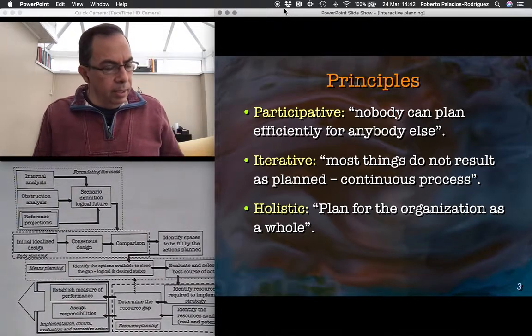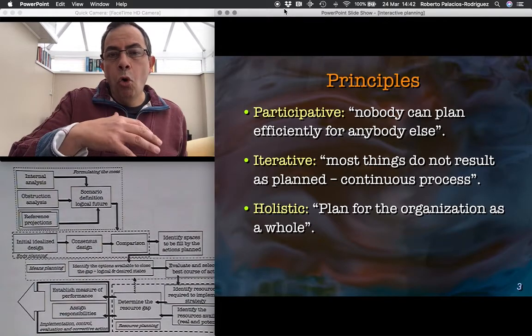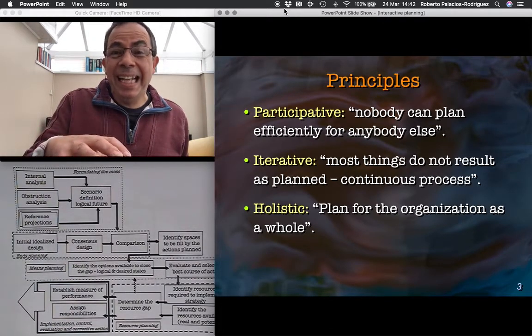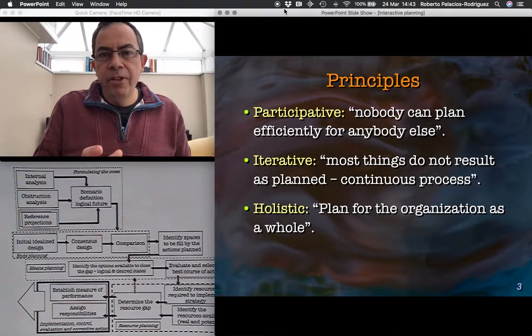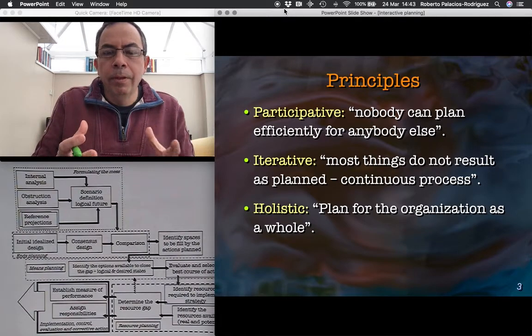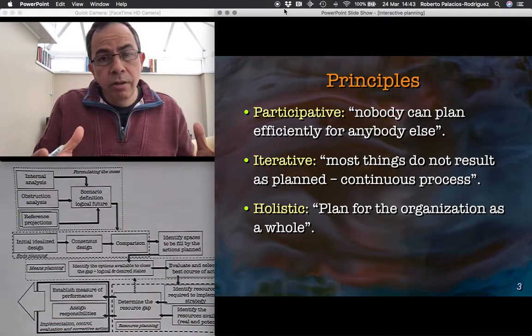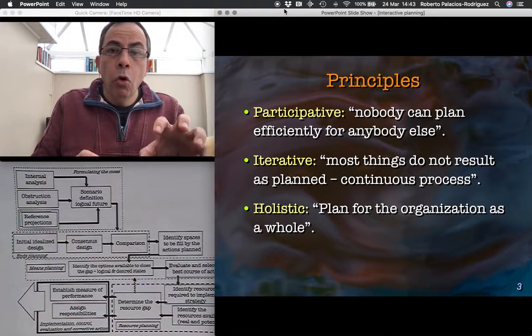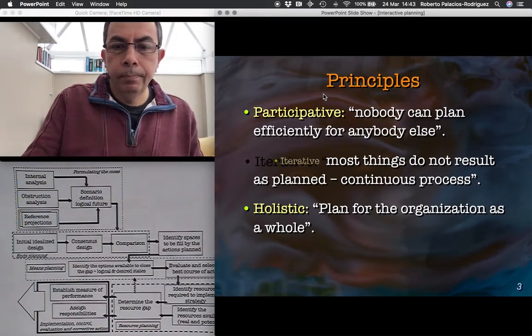And the final element is a holistic principle stating that you need to plan for the organization as an entity, as a single whole. You cannot plan efficiently if you are only planning for parts of it. Of course, as an individual, you cannot plan for parts of your body, but in an organization, clearly you can plan for parts of them, right? Okay, let me carry on.